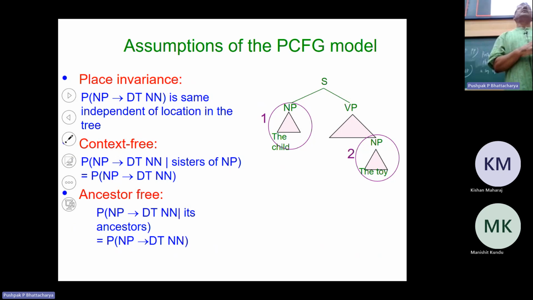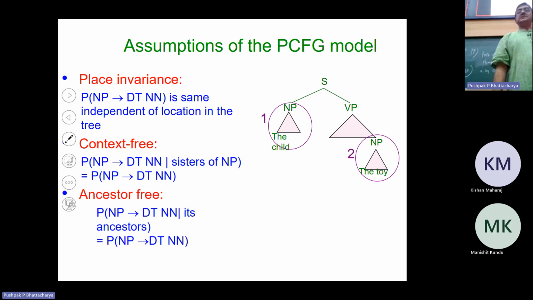So think of where this assumption would be wrong. This looks like a very intuitive rule and probably obvious also. The probability of NP being expanded as determiner and noun is independent of where that phrase appears in the sentence. But think of, is it true really? In the world of language, is it true? Think of that. The next two assumptions are the heart of computation.